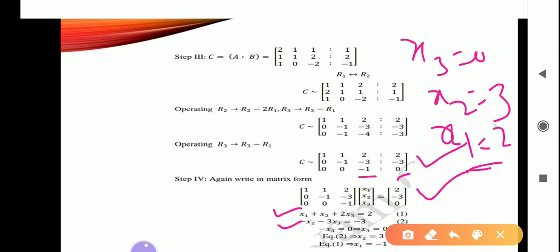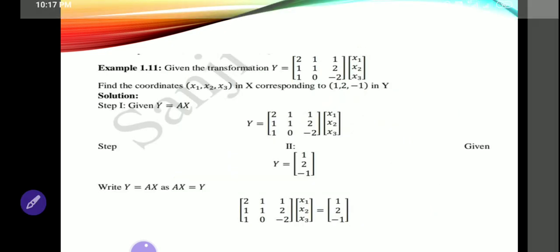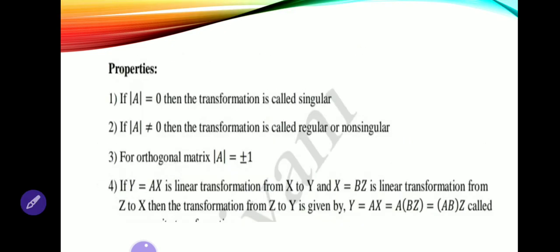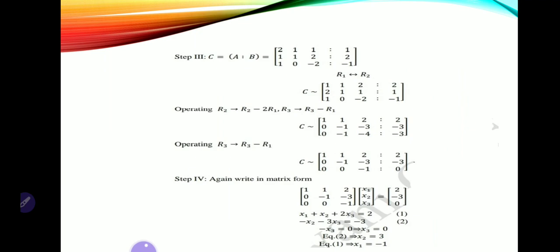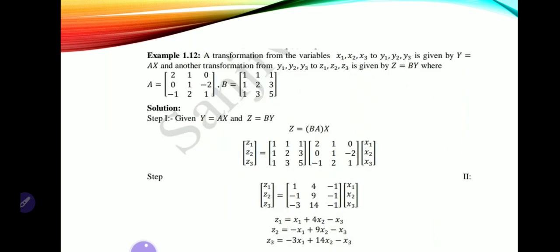x1 is equal to, after simplification we will get x1 is equal to minus 1. Okay, so these are the coordinates x1, x2, x3 in x corresponds to 1, 2, minus 1 in y. Now next example is on composite transformation.